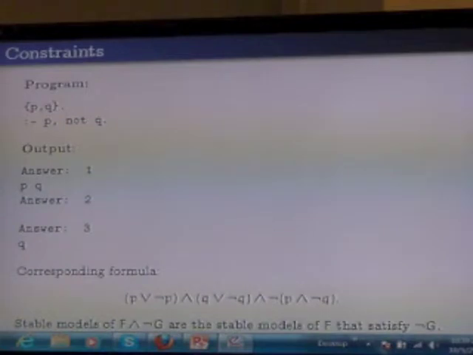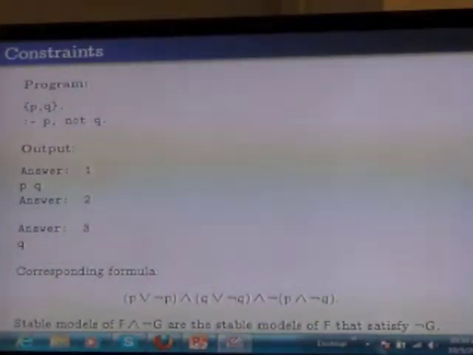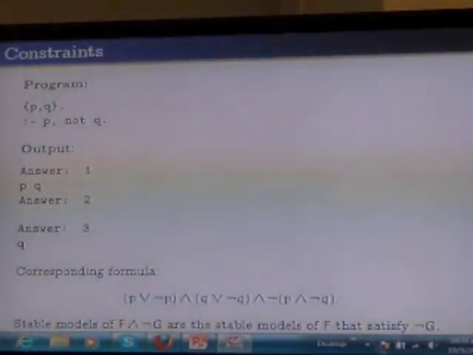And that's how we would write this program in propositional logic notation. This constraint at the end is essentially the formula representing the body with the negation symbol in front of it.